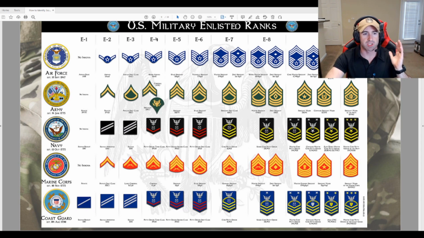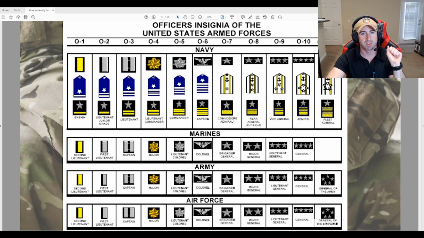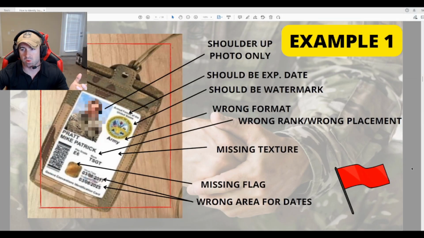Okay, we're going to go over this, so you can pause this. This is the military rank structure. Armed Forces: Navy, Marines, Army, Air Force. I don't have Coast Guard up there. Don't worry about that. Example 1.